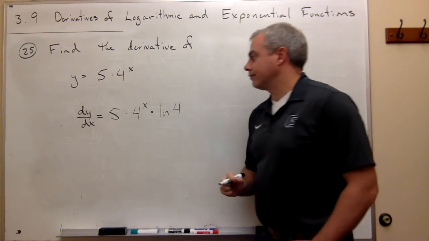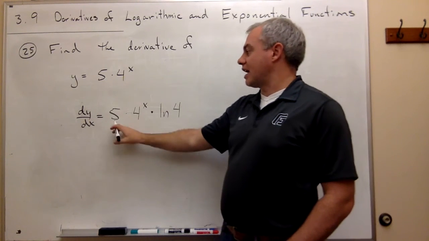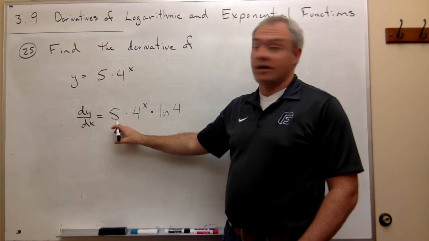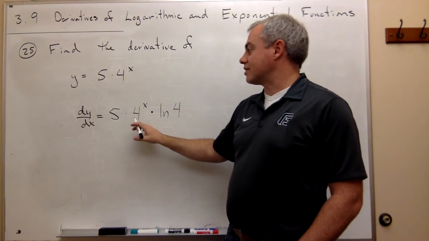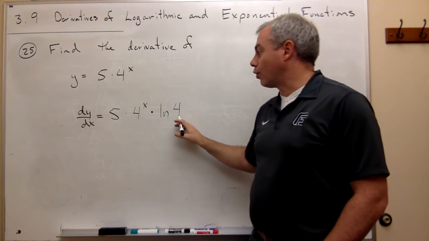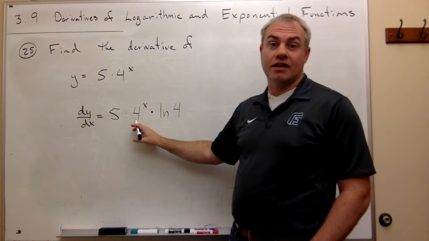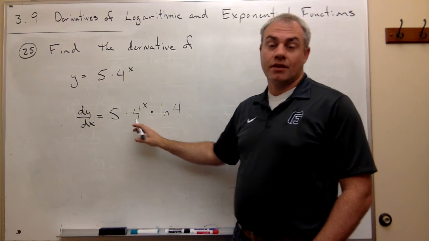So since the base of this thing is a 4, I have to multiply by an additional ln of 4. So the 5 just stays around because it's constant, and the derivative of 4 to the x is 4 to the x times ln of 4 because the base isn't e, it's 4. And that's the derivative.